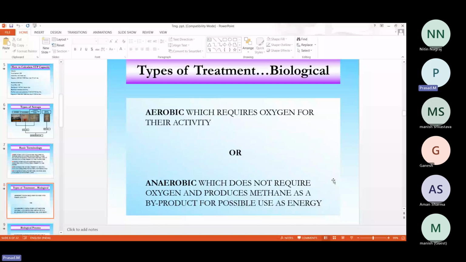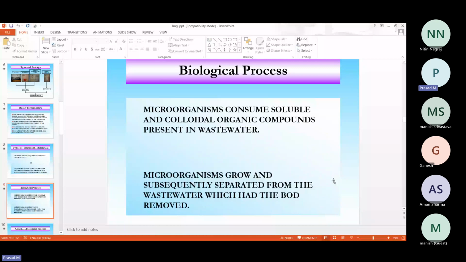Anaerobic means which does not require oxygen and produces methane as a byproduct for possible use as an energy. So what is the biological process? Microorganisms consume the soluble and colloidal organic compounds present in wastewater. Microorganisms grow and are subsequently separated from the wastewater, which has had the BOD removed.